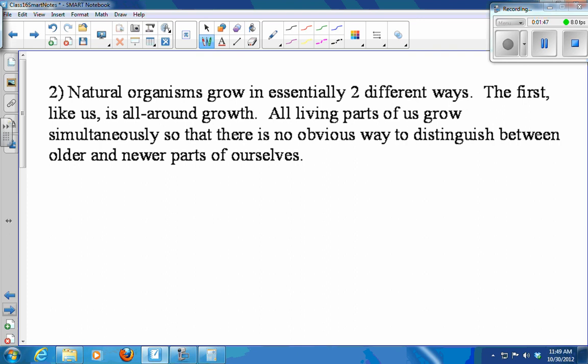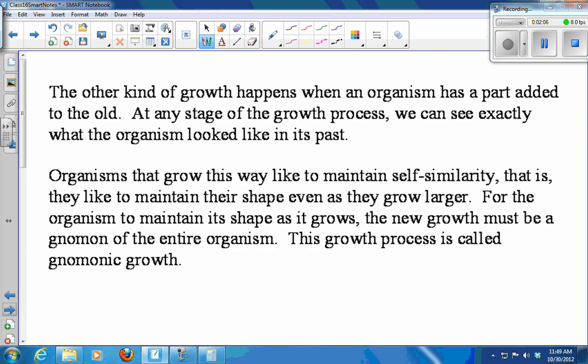And we talked about this very briefly at the end of the last class, where we said natural organisms grow in essentially two different ways. The first, like us, is all-around growth. All living parts of us grow simultaneously, and there's no obvious way to distinguish between older parts of ourselves and newer parts of ourselves. But then some other organisms grow where they have a new part added to the old part.